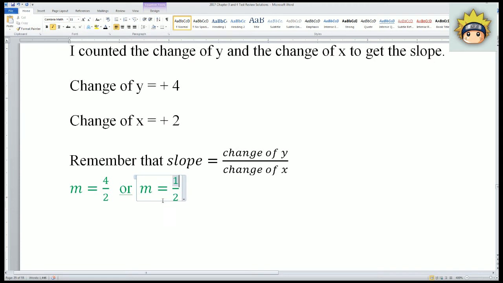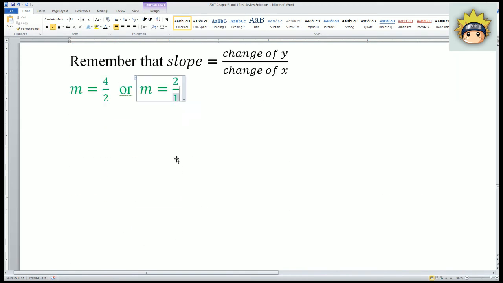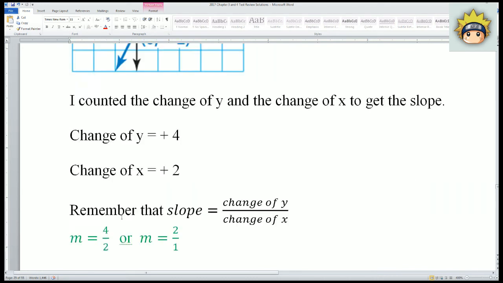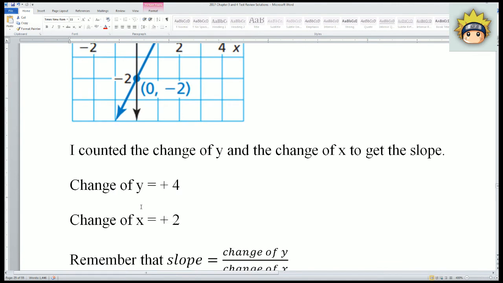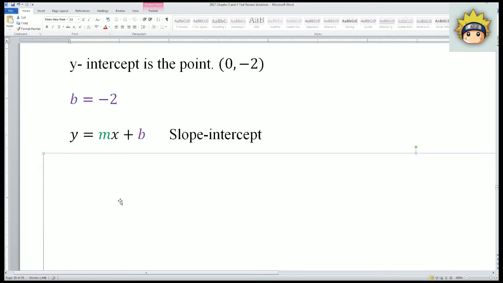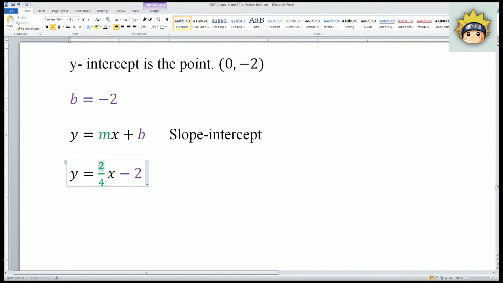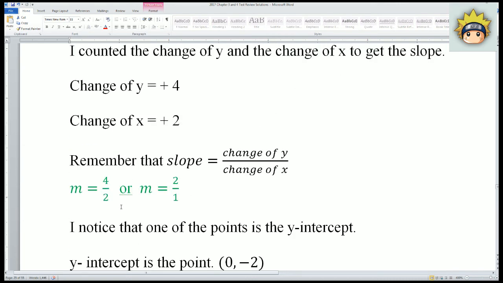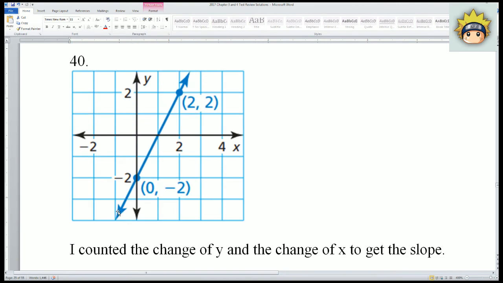Wait, is it 4 over 2? No, 2 over 1. Right? So you go up 2 across 1. There you go. Notice that the y-intercept is the point 0, comma, negative 2. So now you can plug it in. The slope is 4 over 2, which is just going to be 2 over 1. You don't have to write 2 over 1. You could just write 2, which is the same thing. Okay? There you go. That is the solution for 40.